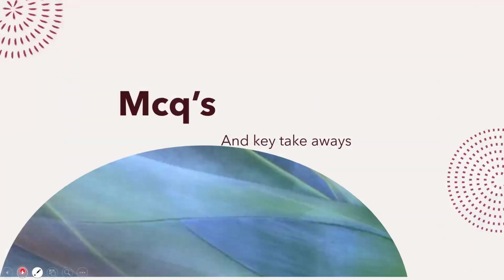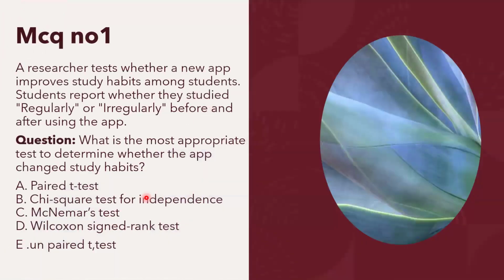So this is the time for the MCQs and our key takeaways. MCQ number 1: a researcher tests whether a new app improves study habits among the students. Students report whether they studied regularly or irregularly before and after using the app. Based on this scenario, what is the most appropriate test to determine whether the app changes the study habit? A, paired t-test; B, chi-square test; C, McNemar's; D, Wilcoxon signed rank; or E, unpaired t-test.